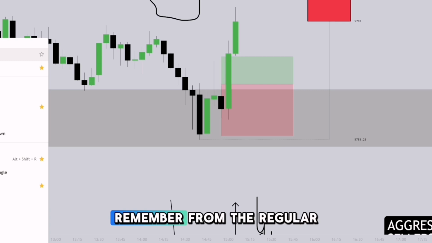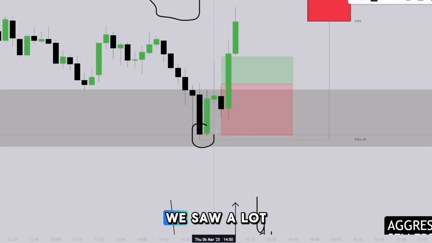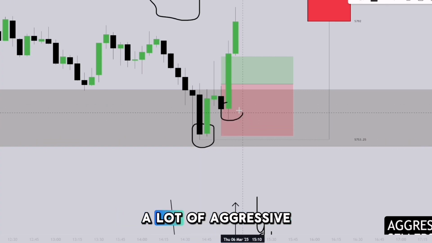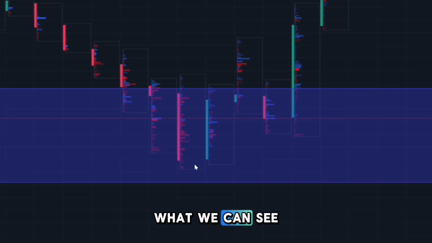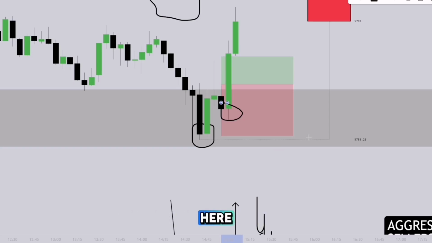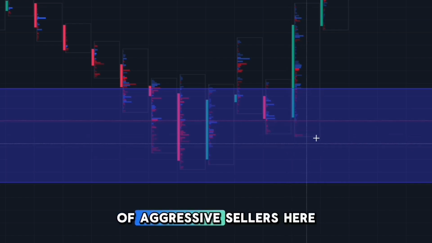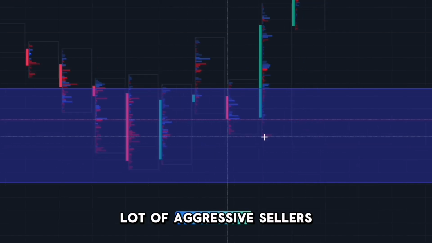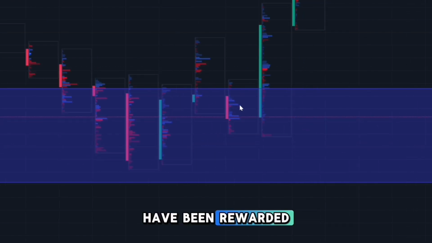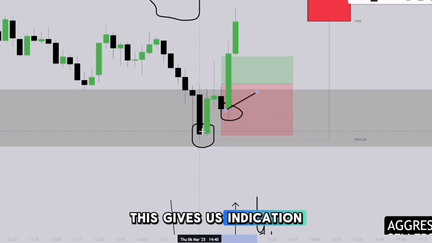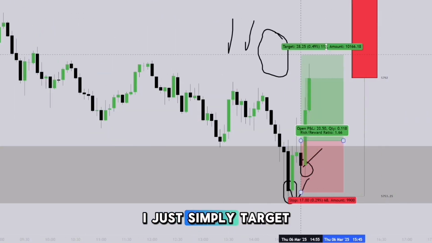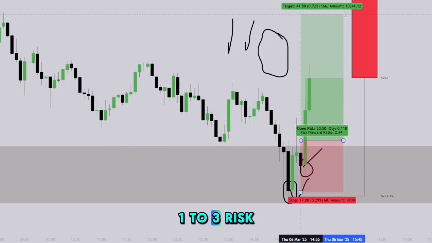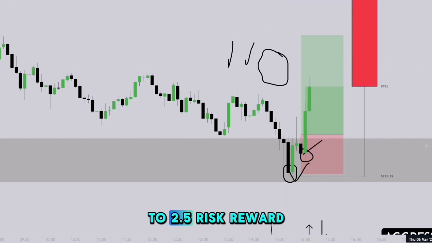And if you remember from the regular candlestick chart, we saw a lot of aggressive sellers here, here, and here, but none of them have been rewarded. And so this gives us indication to take buys from this particular level. And now from here, I just simply target a nice 1 to 2, 1 to 3 risk to reward, right? This is now 1 to 2.5 risk to reward, right?